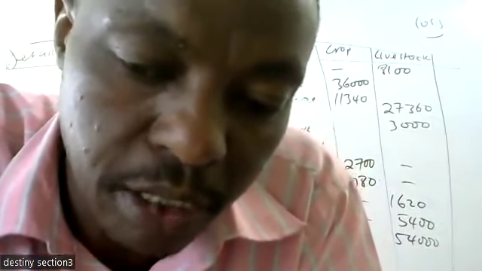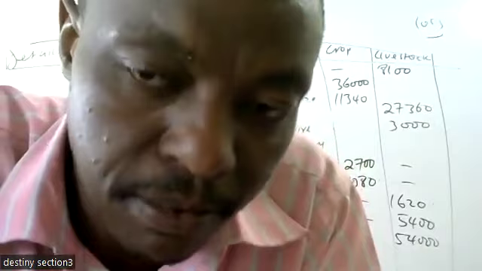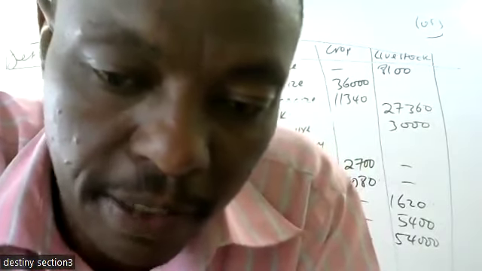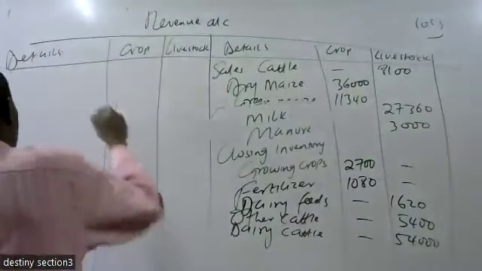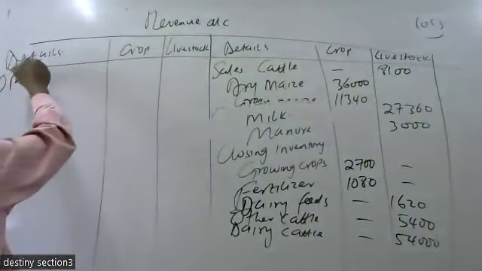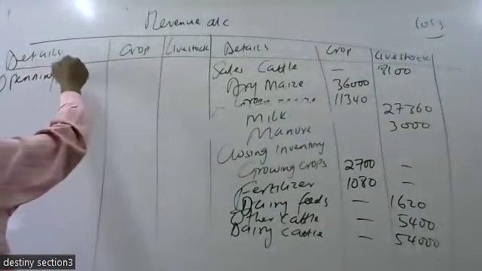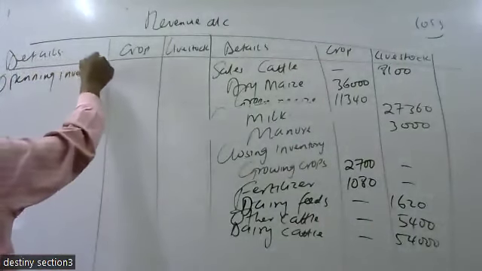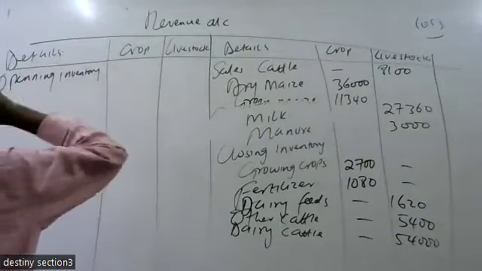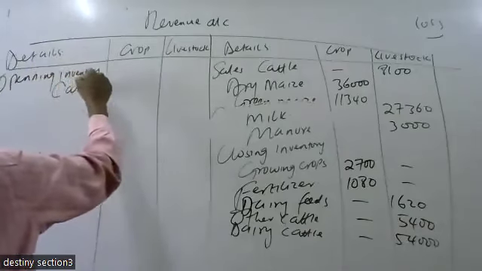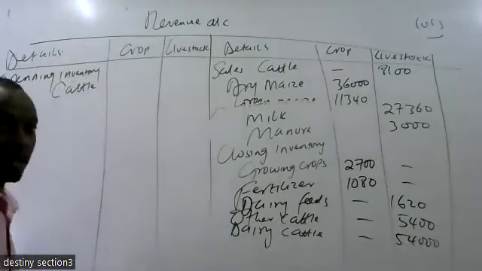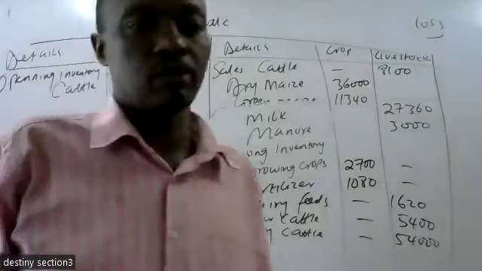Let's get back to the debit side. We start with opening inventory of cattle. How much was the opening inventory of cattle?